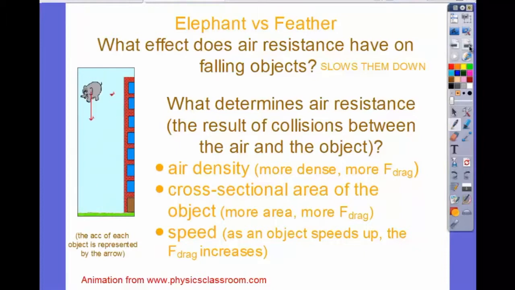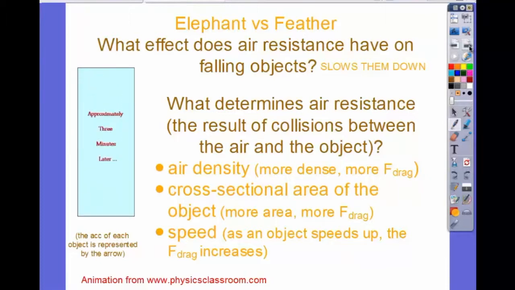The second is the cross-sectional area of the object. If you see somebody skydiving wearing one of those squirrel suits, if they spread their whole body out like a starfish, they're going to have more area, which gives more air resistance. If they combine up and roll into a ball, there's going to be less air resistance. And the last thing that affects air resistance is the speed of the object. As an object is falling, it's speeding up. Its velocity is increasing. As the speed of an object is greater, the air drag also increases.